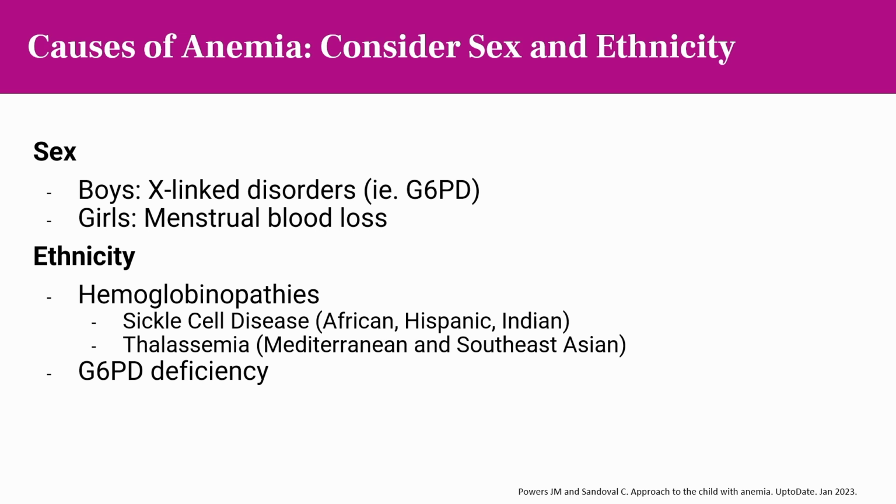Ethnic background can offer some guidance as well. For example, sickle cell disease and G6PD deficiency are highly prevalent in malaria endemic areas. So areas of Africa, South America, parts of India. Thalassemia can be quite common as well in persons of Mediterranean and Southeast Asian descent.